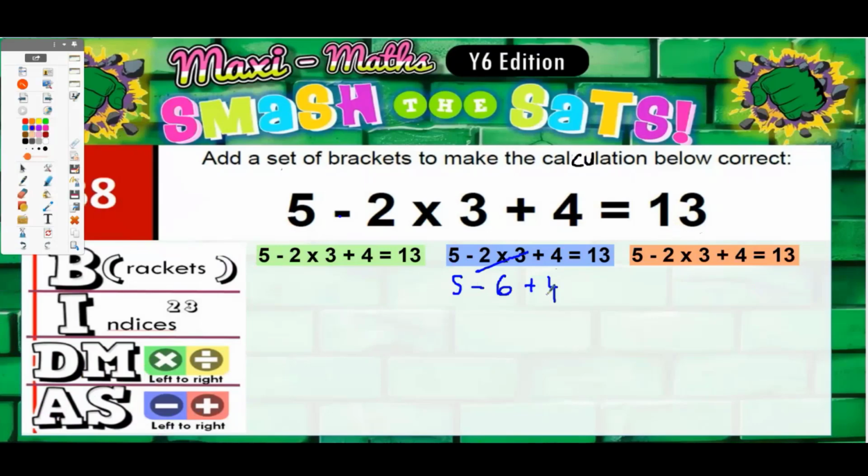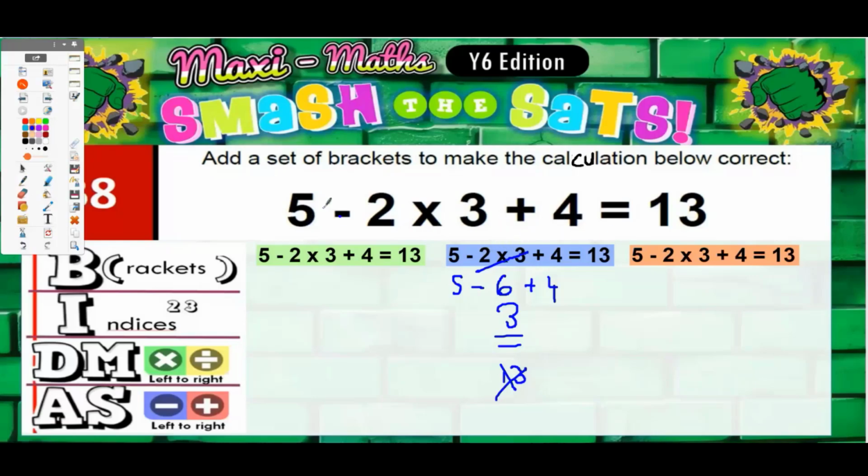So then you would go left to right with this now. So you go 5 take away 6 is minus 1, and minus 1 add 4 is 3. So as it stands right now, where there's no brackets and you do the multiply first, as you should with BIDMAS, you're going to actually get an answer of 3, and that's not what we want. We want 13, and we're getting 3. So we've got to do something. We can't just leave it as it is.